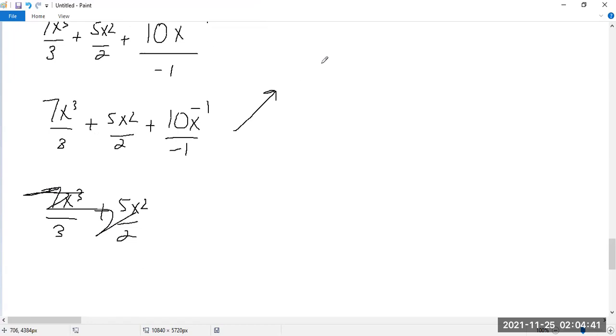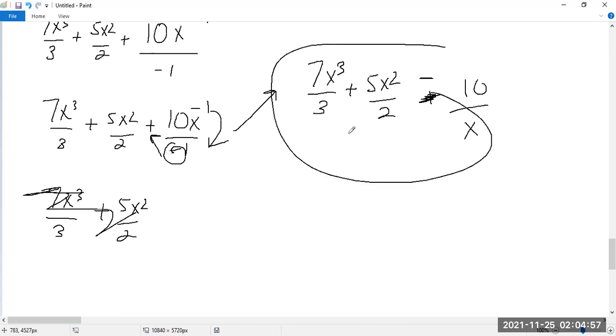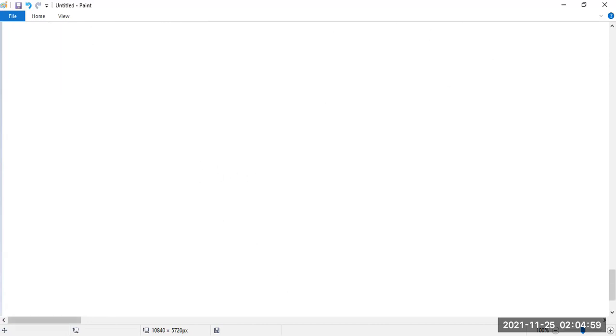So we can re-express this as 7x cubed over 3 plus 5x squared over 2 plus 10 over x, right? I'm just taking this to the bottom. And then this becomes negative because there is a negative here. So this is essentially our final answer.